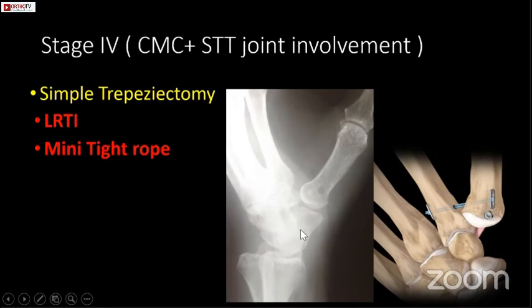This is a follow-up of a lady who had an LRTI about 5 years back, and now you see there is a good joint formation between the first metacarpal and the scaphoid. There are no arthritic changes and no pain over here.